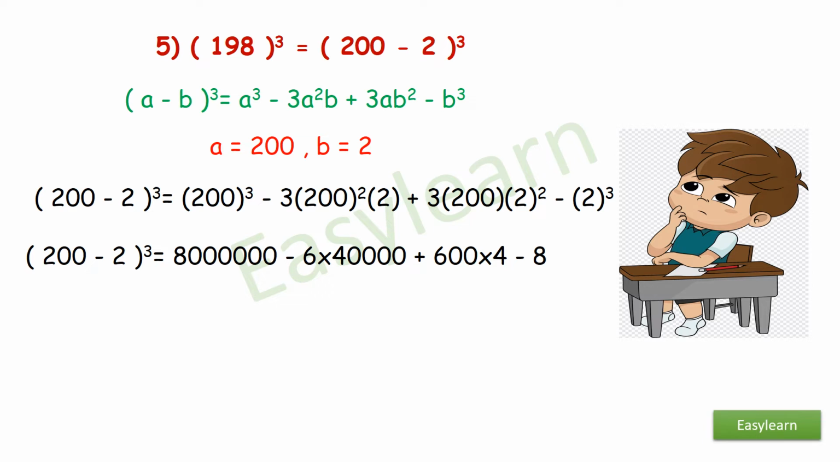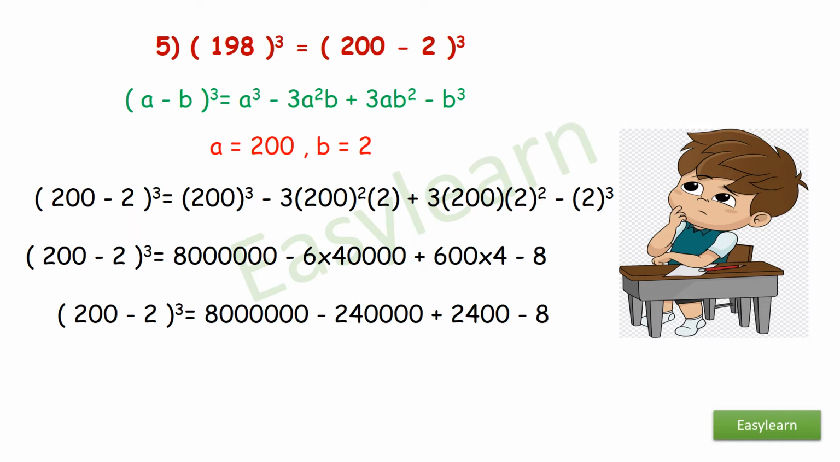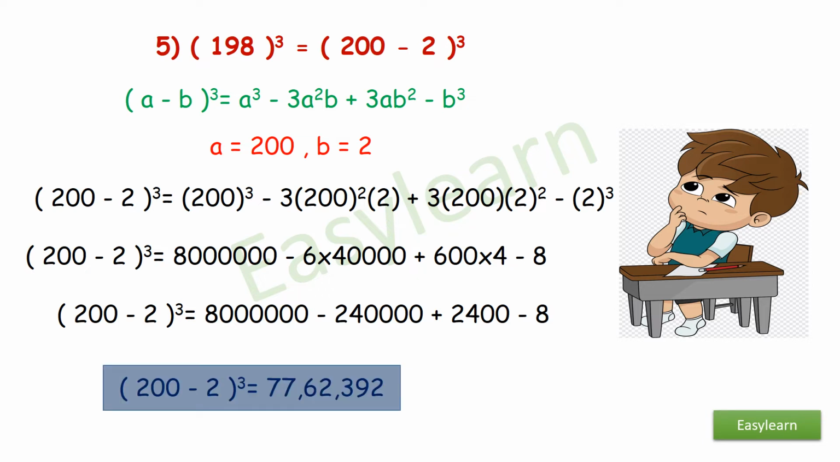80 lakhs minus 6 into 40,000 plus 600 into 4 minus 8, which is equal to 80 lakh minus 2,40,000 plus 2,400 minus 8, which is equal to 77,62,392.